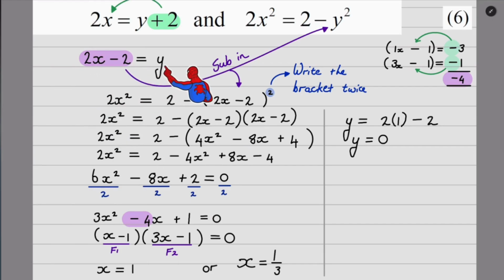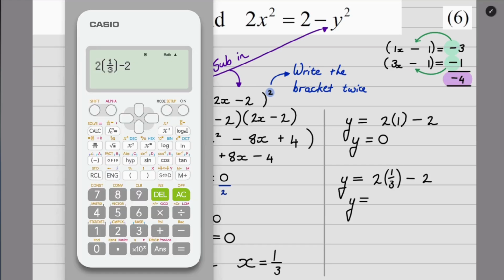And then I'm going to grab this equation again. y equals 2x minus 2. And I'm going to replace this x with my second answer for x of a third. So let's go ahead and replace them quick. Okay, and then ain't nobody got time for that, bro. Slap that straight in the calculator, and we get minus 4 over 3.